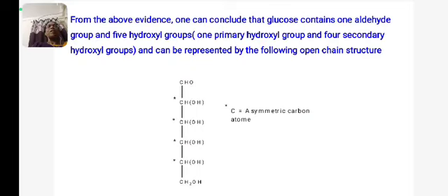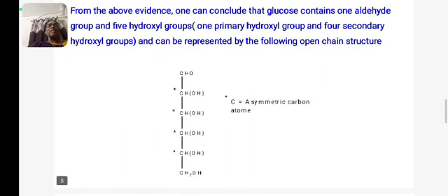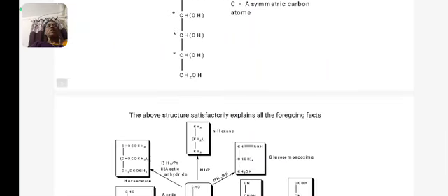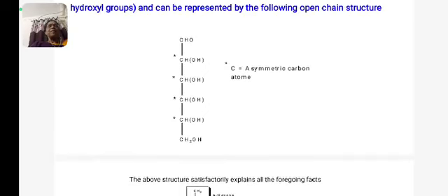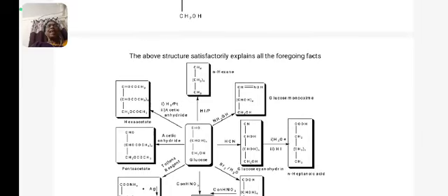Out of the 5 hydroxyl groups, 1 is a primary hydroxyl group and 4 are secondary hydroxyl groups, and it can be represented this way. That is the terminal group CHO and another one, a primary hydroxyl group. The middle carbon atoms are asymmetric carbon atoms and each middle carbon atom carries 1 hydrogen and 1 hydroxyl group. Using this structure, we can explain the above reactions.